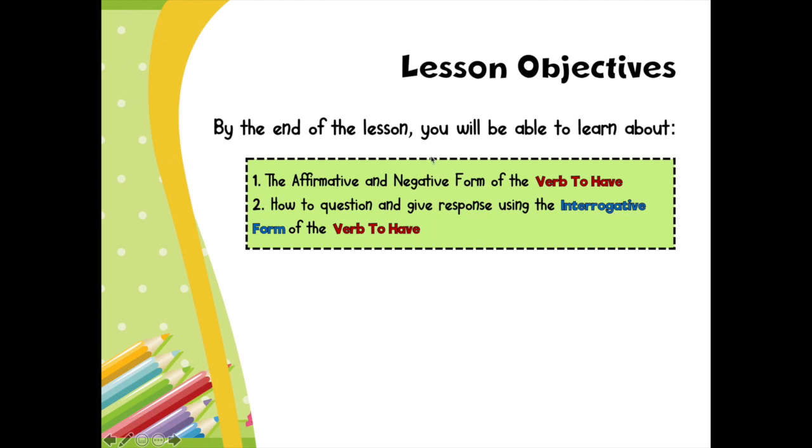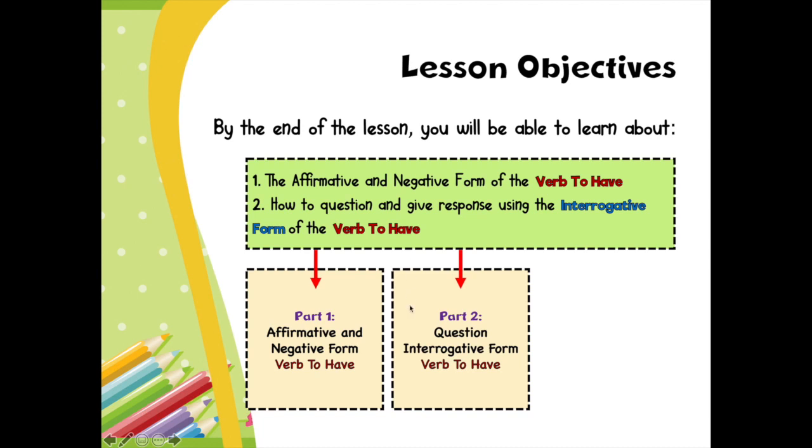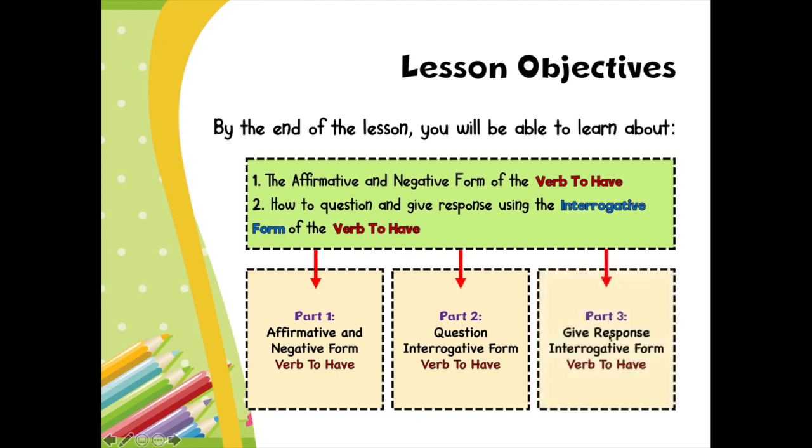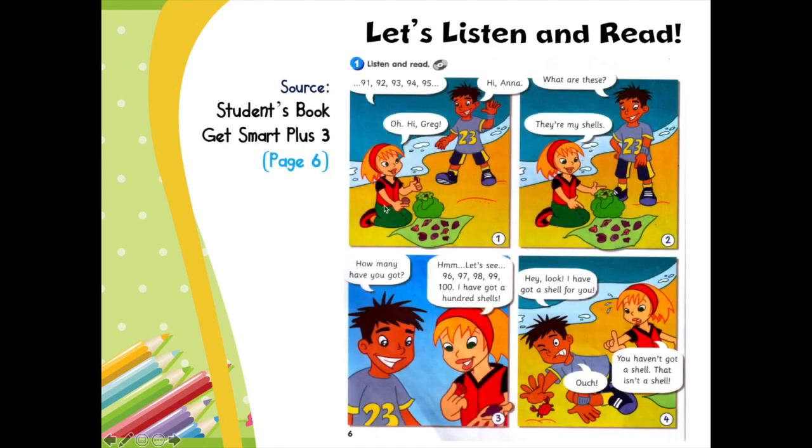In this lesson, there are 3 parts. In part 1, you will learn about the affirmative and negative form of the verb to have. And in part 2, you will learn about how to question using the interrogative form of the verb to have. And in part 3, you will learn how to give response using the interrogative form of the verb to have. But before we proceed with our lesson, I want you to listen and read this story.